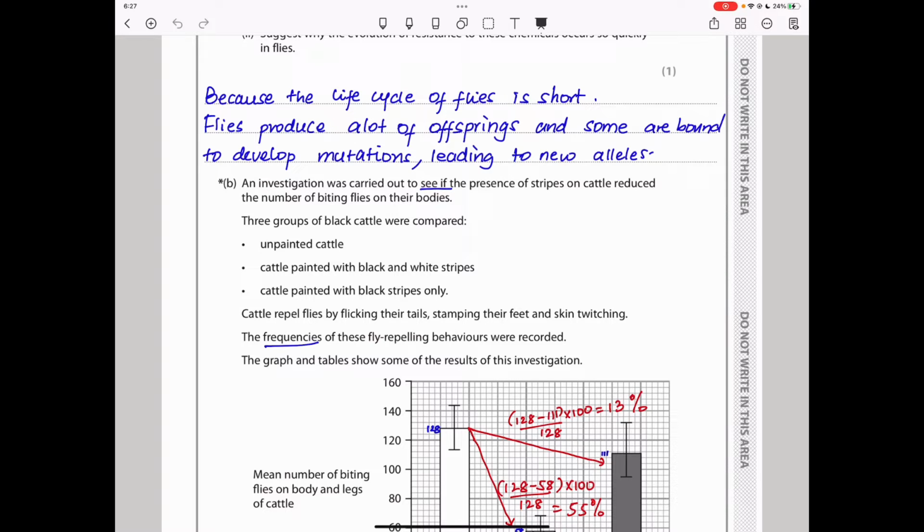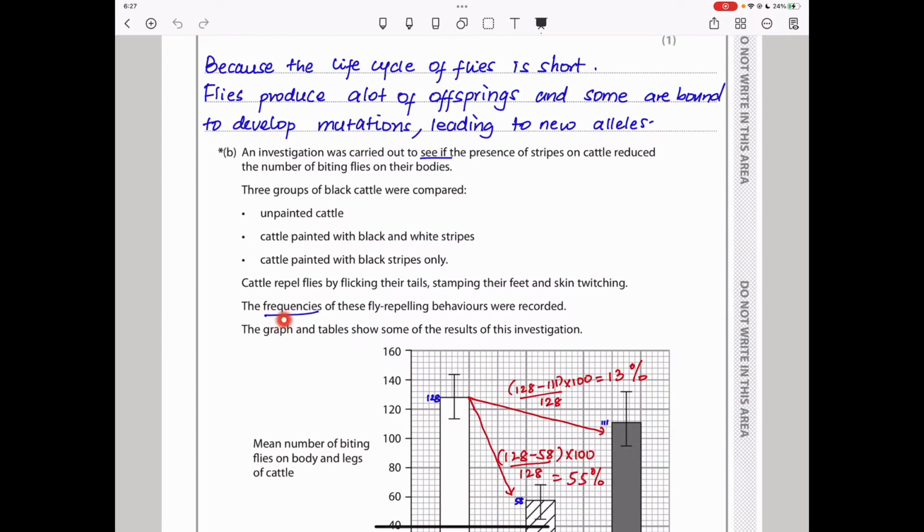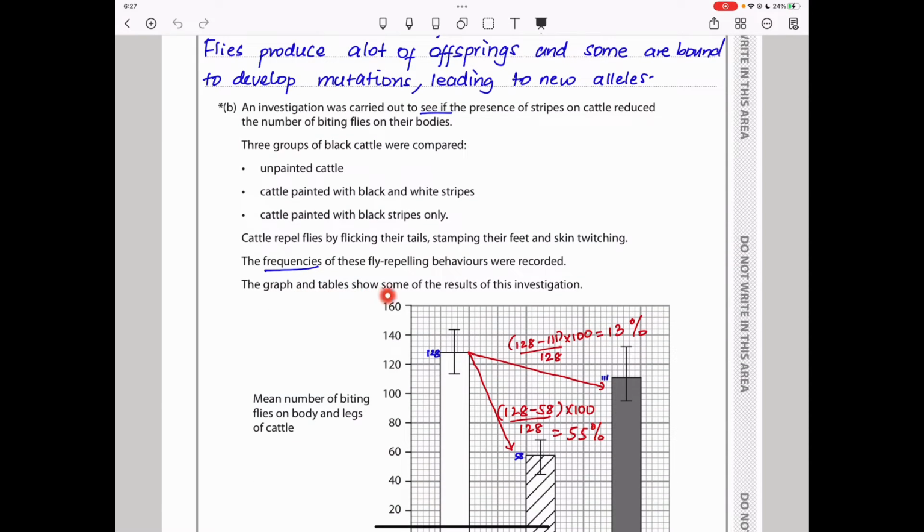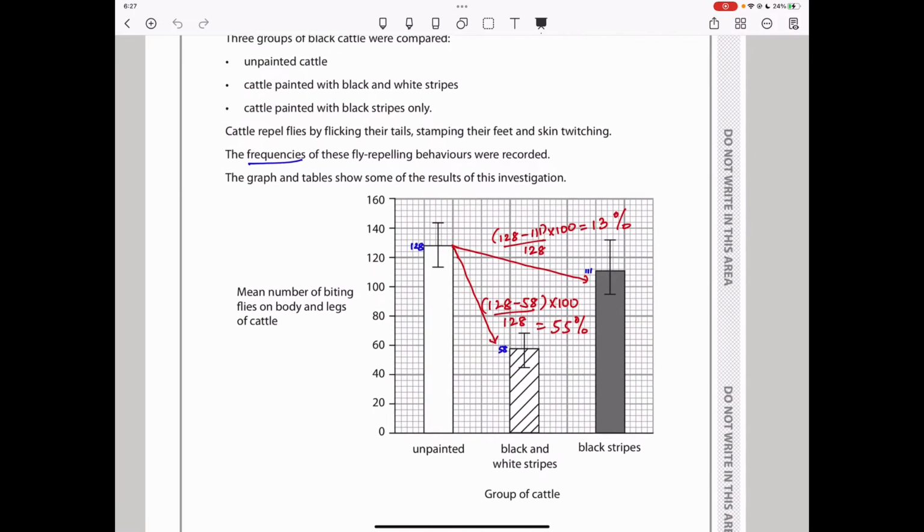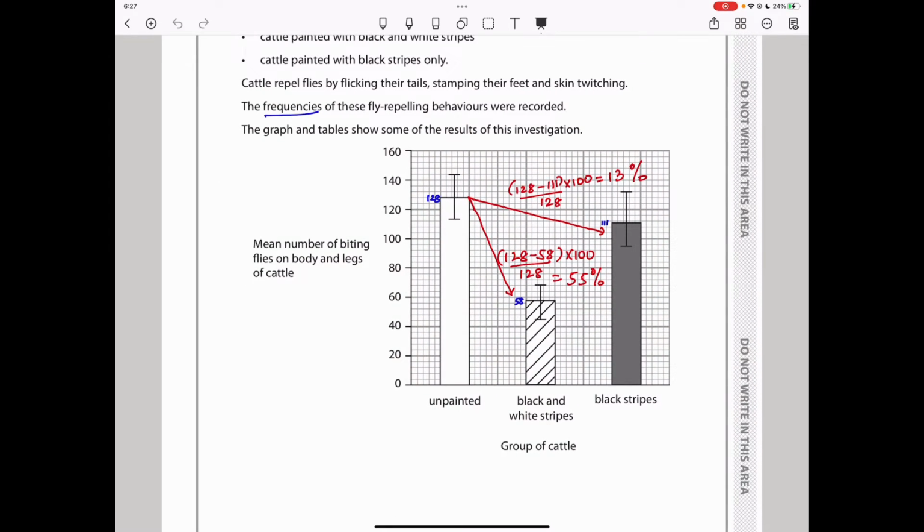The next part says, an investigation was carried out to see if the presence of stripes on cattle reduced the number of biting flies on their bodies. 3 groups of black cattle were compared: unpainted cattle, cattle painted with black and white stripes, and cattle painted with black stripes only. The cattle repel flies by flicking their tails, stamping their feet, and skin twitching. So the frequencies of these fly repelling behaviors were recorded. The graph and table show some of the results of this investigation. So we're going to look at the graph first.